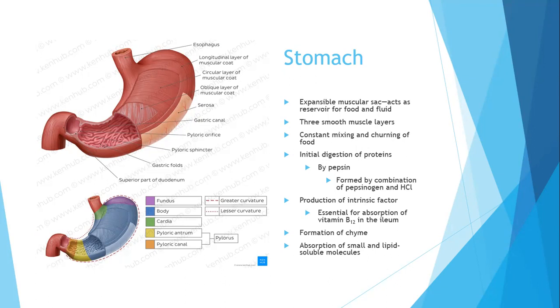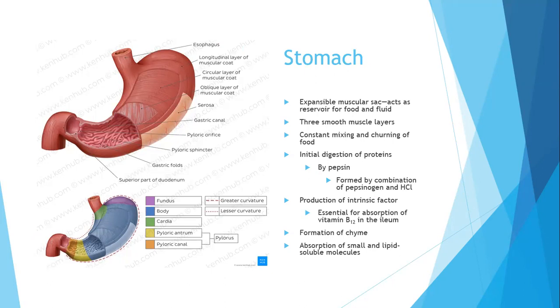So the initial digestion of proteins by pepsin happens in the stomach, and it's formed by a combination of pepsinogen, which is a protein and an enzyme, and hydrochloric acid. So hydrochloric acid breaks up pepsinogen into pepsin, which is the digestive enzyme.